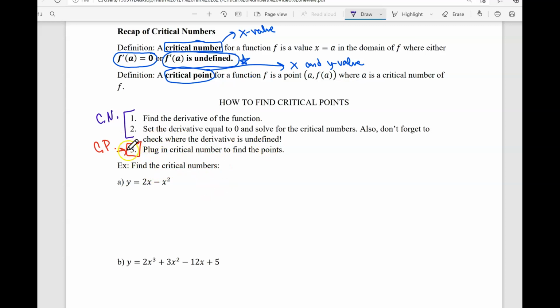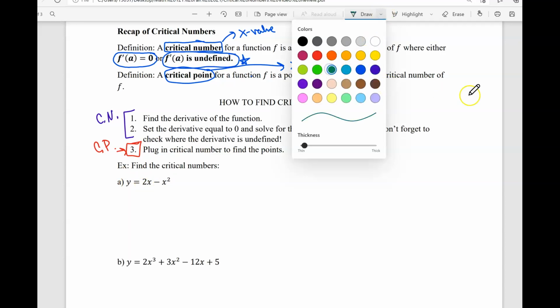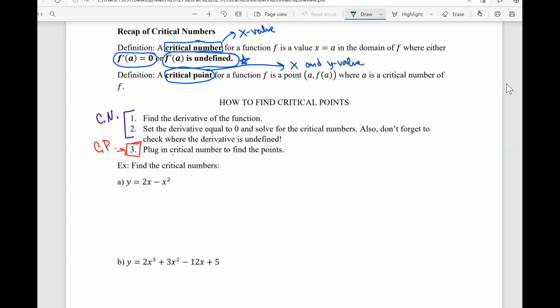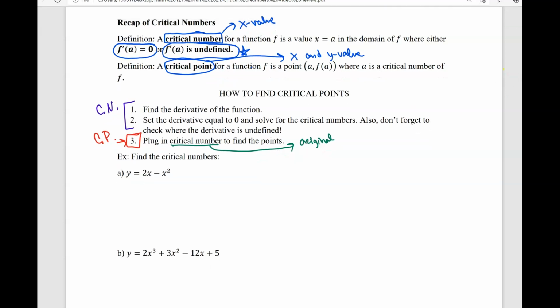Number 3, if you're looking for the critical point, then you would plug the x value back into the original equation, and you'll be able to find the y value. So do keep that in mind: whenever you want to find the critical point, you plug into the original function. Okay, so let's go ahead and do some examples on just finding critical numbers, just so that we can get practice, because I think that's probably the hardest part.